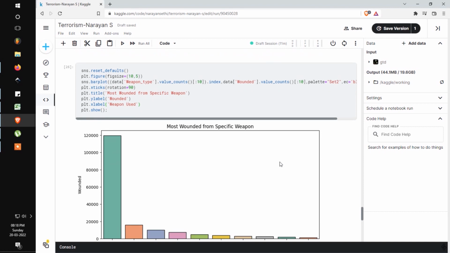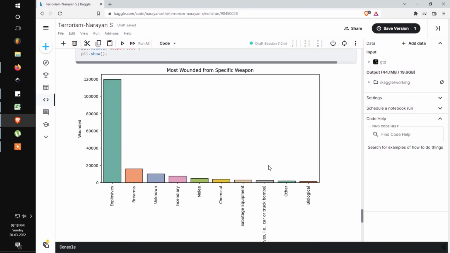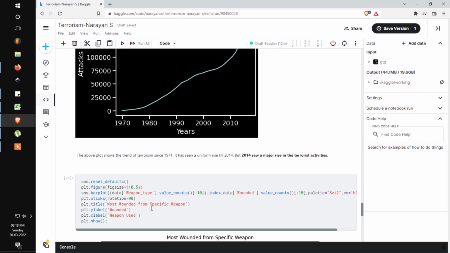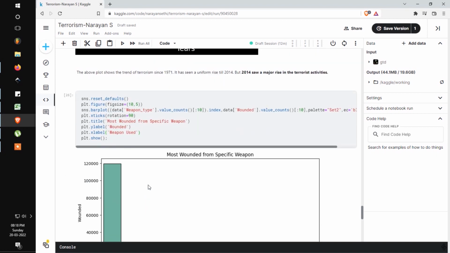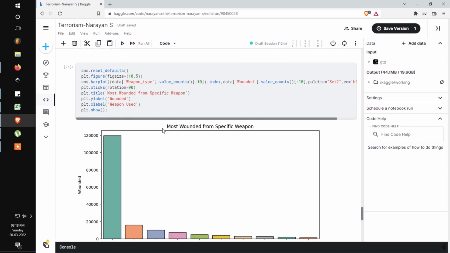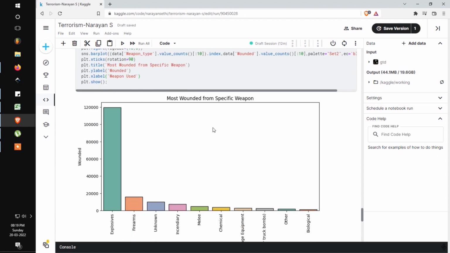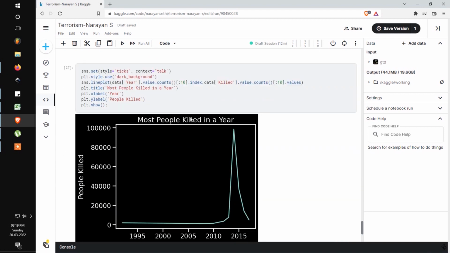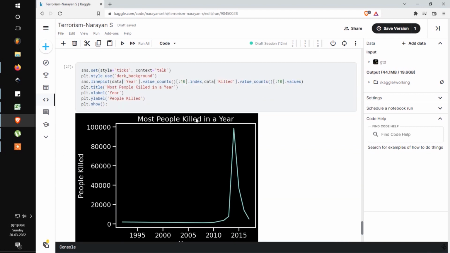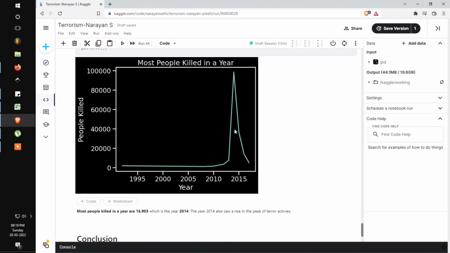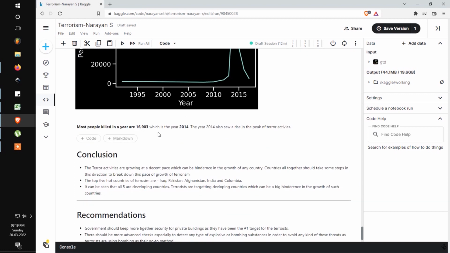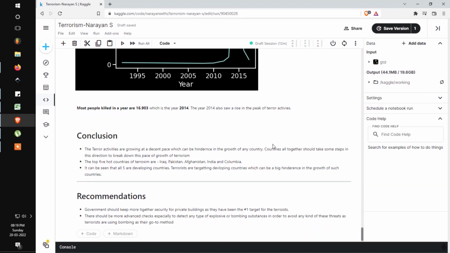Next up, I move on to the most wounded people from a specific weapon, and it is clear that explosives have wounded the most number of people in any attack. Okay, so the next one is most people killed in a year, and as we have seen, the year 2014 has witnessed the highest number of attacks, and so it is clear that the most number of people killed in a year is in 2014, and the amount of people killed is 16,903.